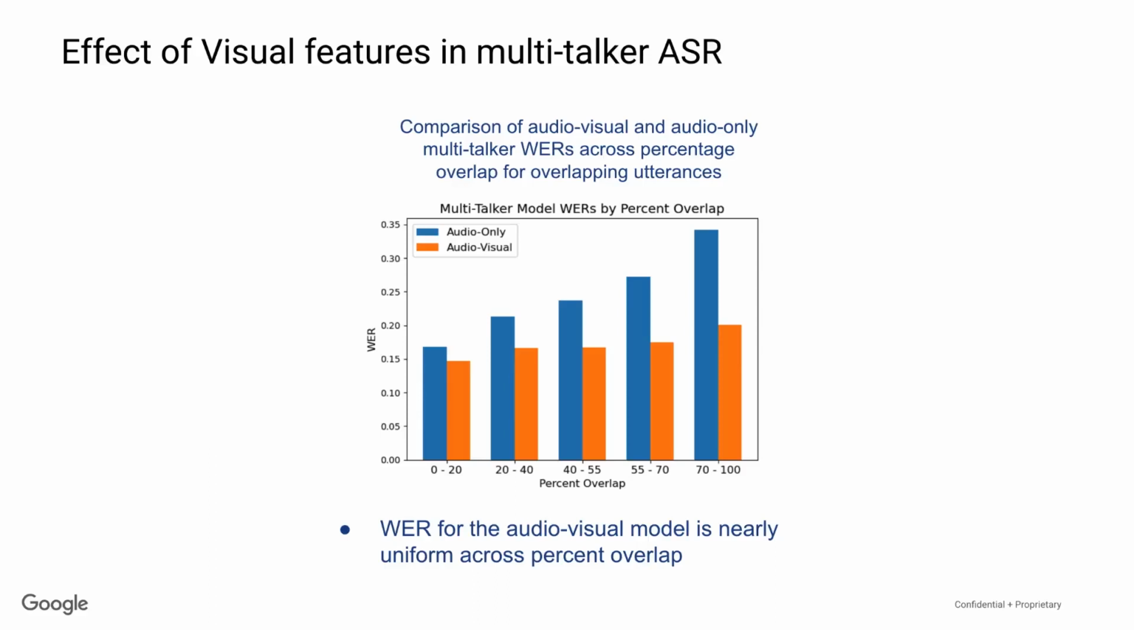It's clear from the chart that the word error rate for the audio-visual model is nearly uniform across percent overlap, and that appears to be the main impact of using visual features for multi-talker ASR.